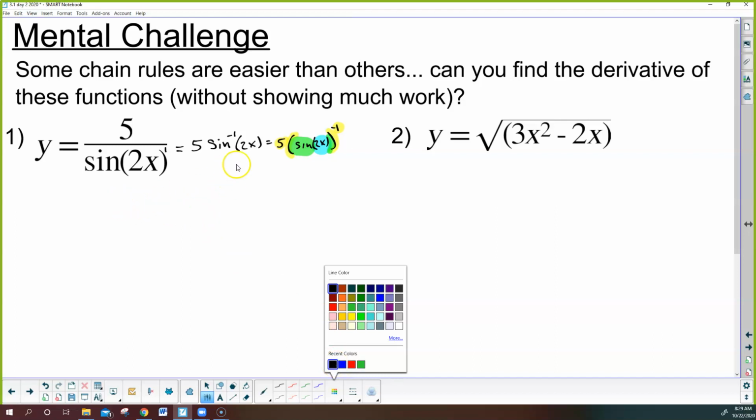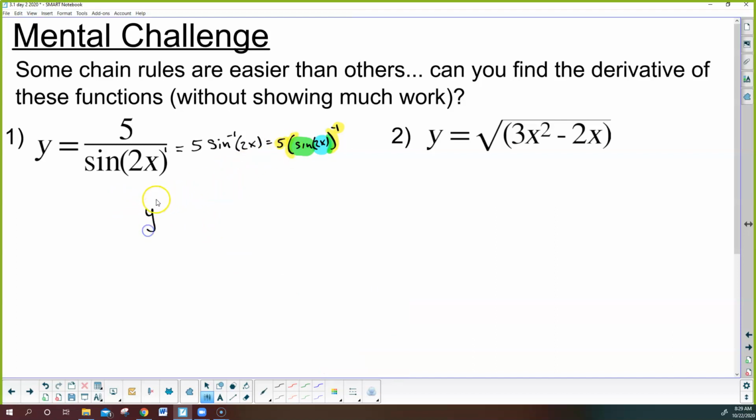All right, so what would this look like? Watch my notation. Y prime. Notice all of this is equal to, that just means equivalent. All of this is the same step. It's all just algebra. When I do the derivative of the outside, the negative is going to come down. Negative 1 times 5 is negative 5. And then what do we do? We take 1 away. So negative 1 minus 1 gives me a negative 2.